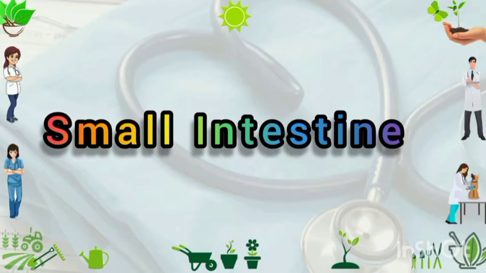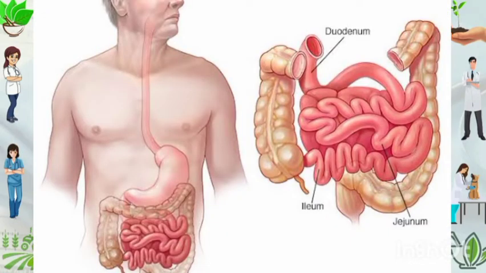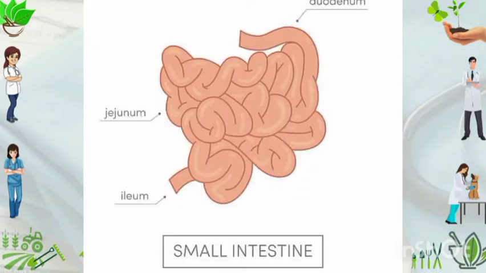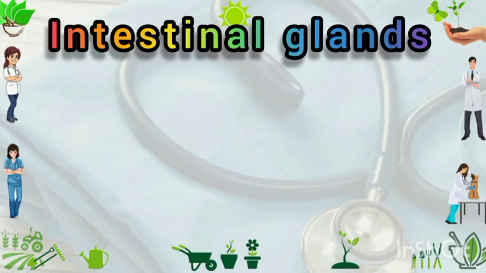Small intestine. Small intestine is distinguishable into three regions: U-shaped duodenum, a long coiled middle portion jejunum, and a highly coiled ileum. Ileum is the widest, shortest and most flexed part of small intestine. Next we can study about the intestinal glands.